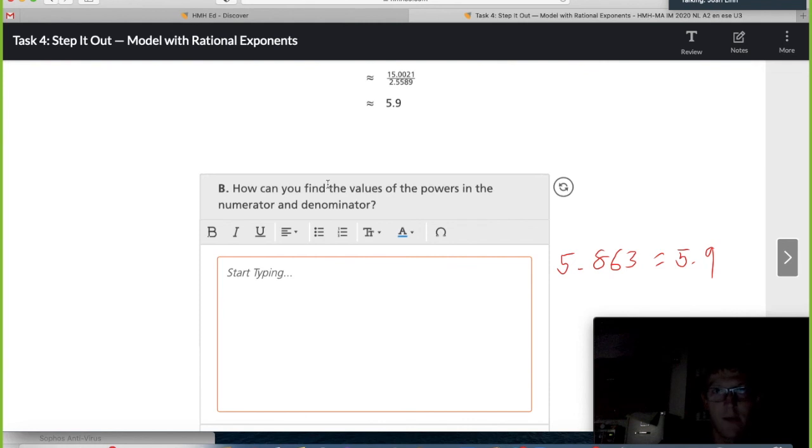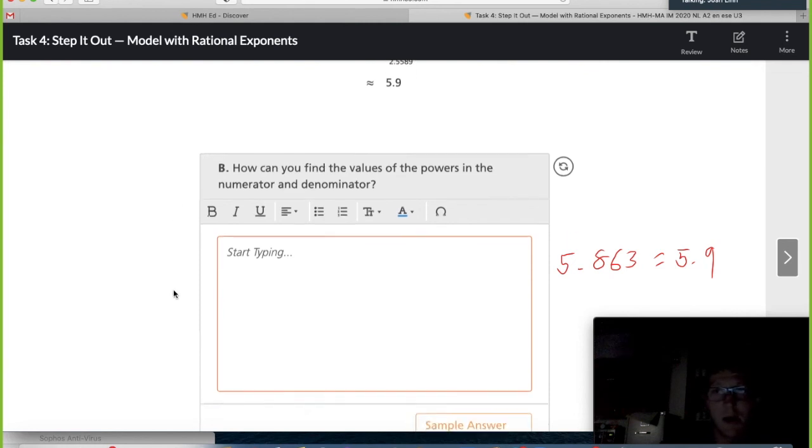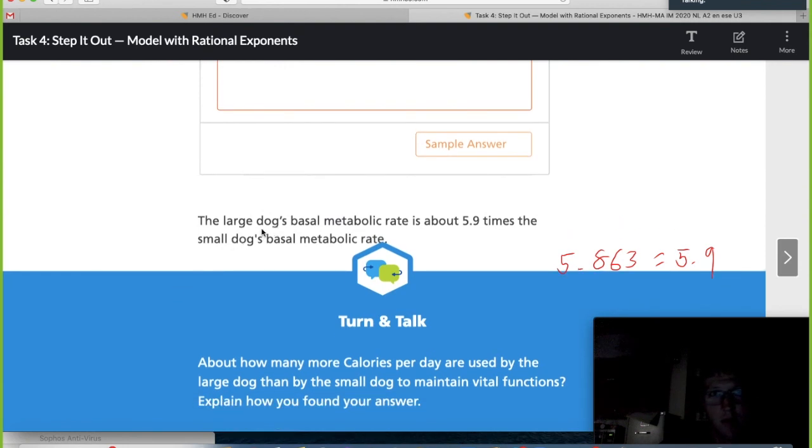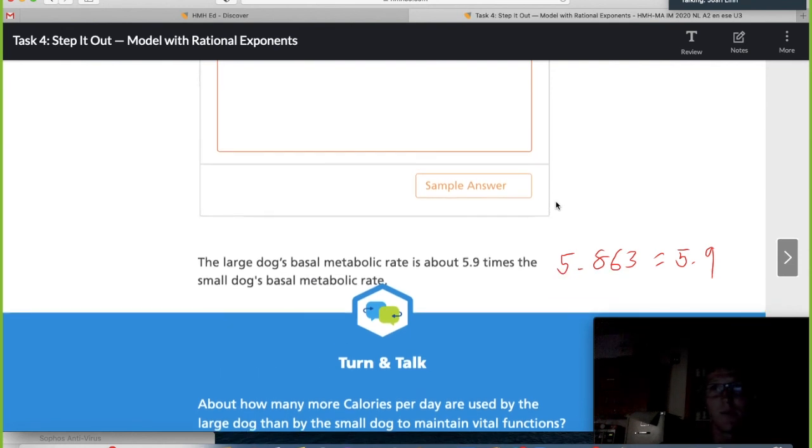So how can you find the values of the powers in the numerator and denominator? I plug them into my calculator. And so the large dog's basal metabolic rate is about 5.9 times the smaller dog's basal metabolic rate. So there you go. Something for your biologists.